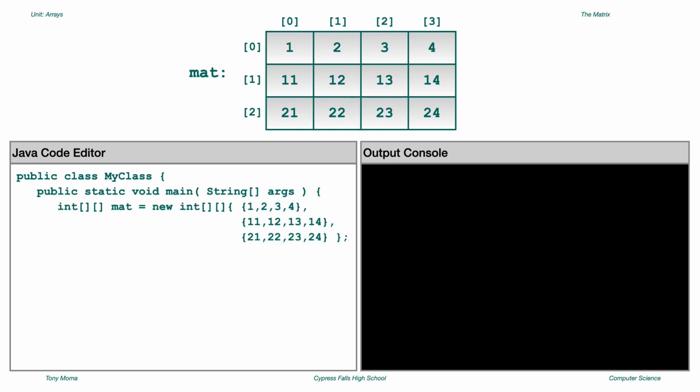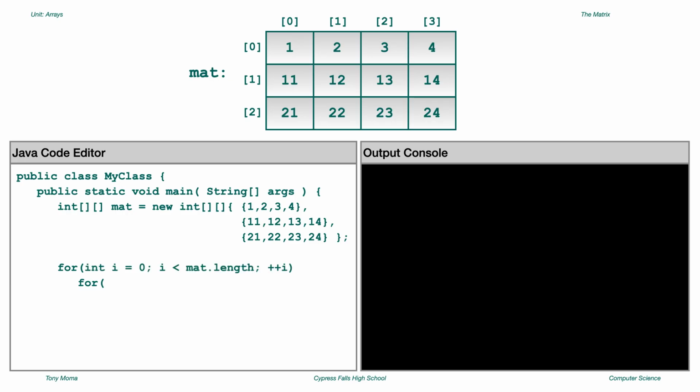How would this iteration look in code? Well, just as we use a single for loop to iterate through a regular array, we're going to need a nested for loop to iterate through a matrix. And since we're using row major order, the outer for loop will be used for iterating through the rows.